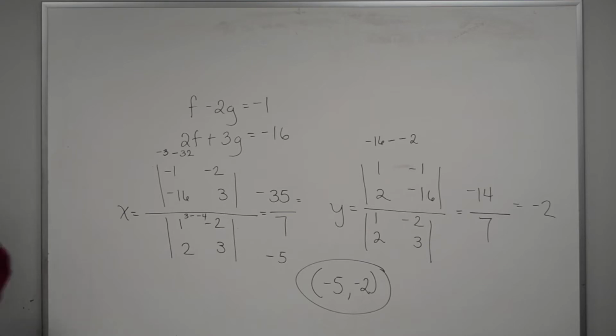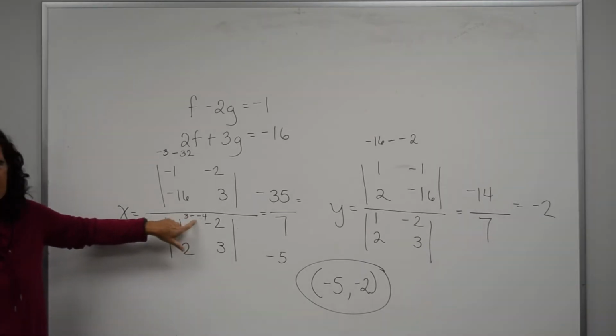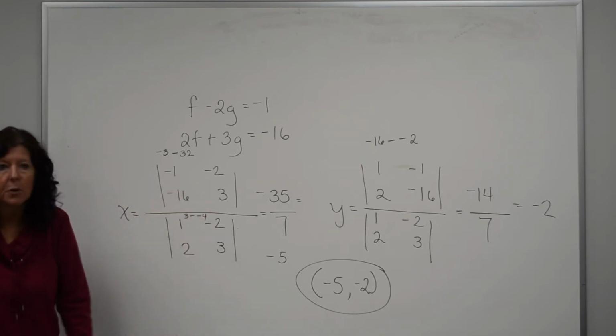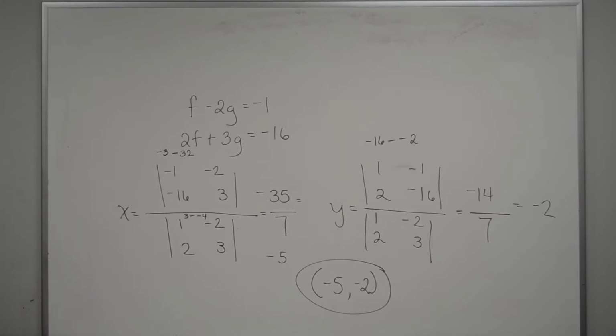Good. The easiest spot to mess up on is right here. 3 minus a negative becomes plus. And we have a tendency to think, oh, it's negative, I don't need to put the subtraction. But you do still have to do the subtraction on it. Is that what you got? Good.